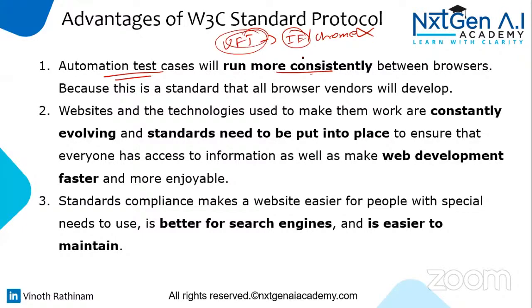So how is it possible? Because it follows the coding standards of web development. So when you want to run an automation test case, it must run properly in all the important browsers. So there come the W3C advantages. If they properly follow web development standards, the script will work.